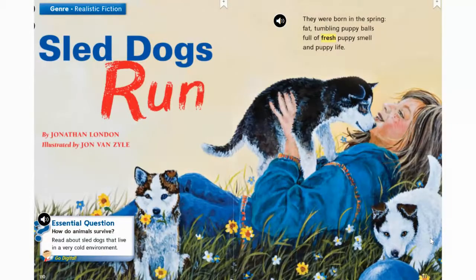So, if I want to start at the beginning, I need to look at this page. What is happening on this page? Well, I see the girl is playing with the sled dogs, and at this time, they are still so tiny. They're puppies. They have just been born. They were born in the spring, and she's playing with them because they are not yet full grown. They are still puppies. So that's what's happening in the beginning of the story. The puppies were born.